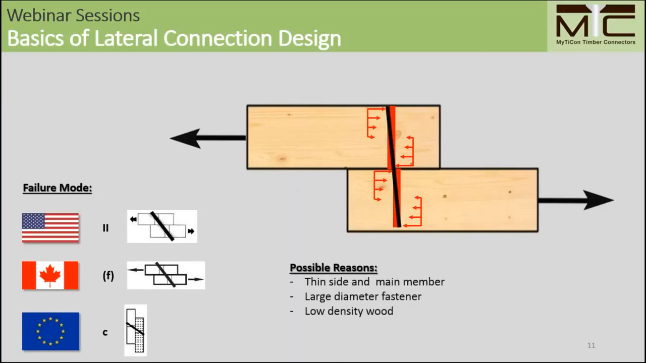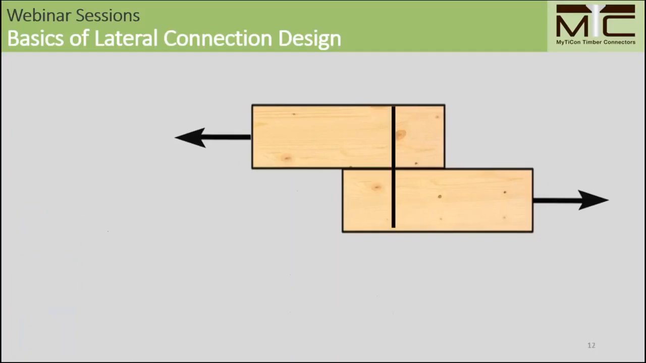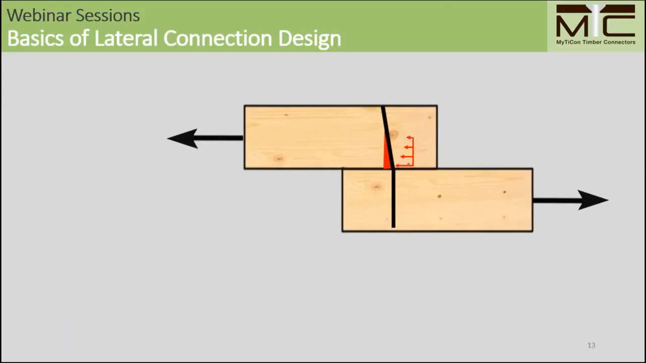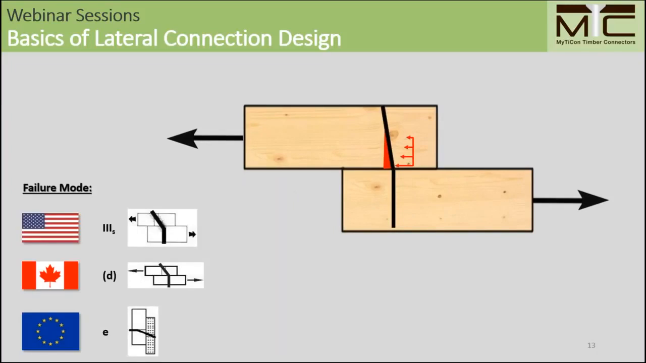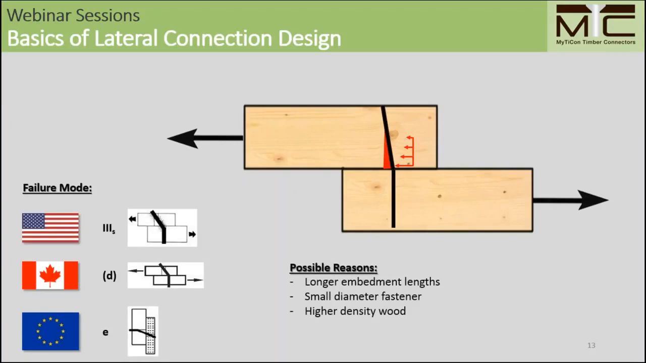Here the reasons are the same as for failure mode 1, as we still have a relatively thin side and main member, large diameter fastener, so a low slenderness. In order to make it a little bit more complicated now, we are looking at combined failure with fastener bending or yielding along the shear plane and localized wood crushing effects. And this is referred to as failure mode 3S, where S again stands for side member. Here the reasons are that we find longer embedment lengths and small diameter fasteners, so our slenderness goes up, and therefore the wood is able to deform the fastener plastically.